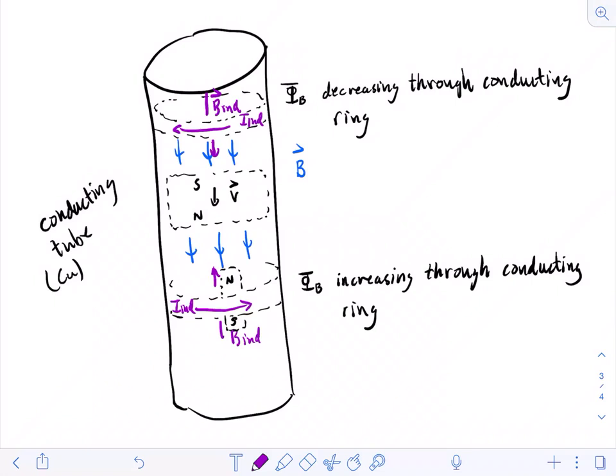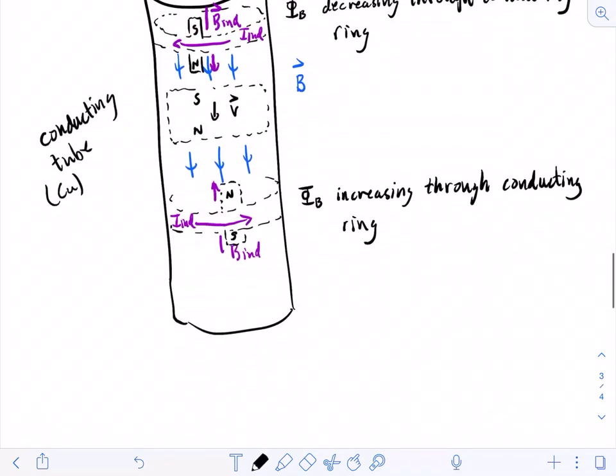So notice that the induced magnetic fields above and below are in the opposite directions, and the induced currents are also flowing in the opposite directions. So we have now a current loop in this top conducting ring that is like a bar magnet, but now the north and south poles are flipped compared to what it was in the bottom conducting ring. And so there's an attraction between the north pole due to the current ring and the south pole of the falling magnet.